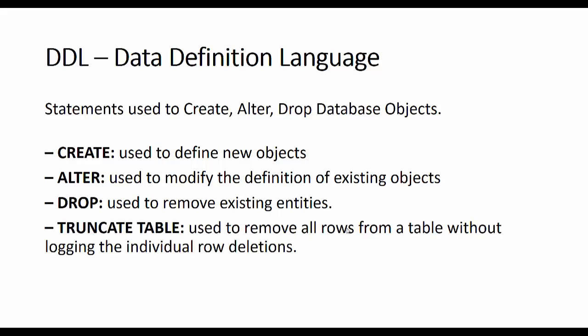Truncate table is used to remove all rows from a table without logging the individual row deletions. This truncate table looks like a DML, but it comes under DDL because it resets some properties of a table. It is kind of a DDL because it redefines the table. For example, if you have an identity column in a table and you truncate the table which has data, it will remove all the rows, and it will also reset the identity seed to the value that was defined when the table was created. So truncate table also comes under DDL.